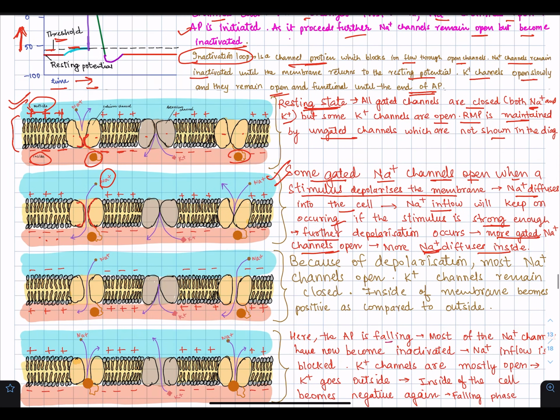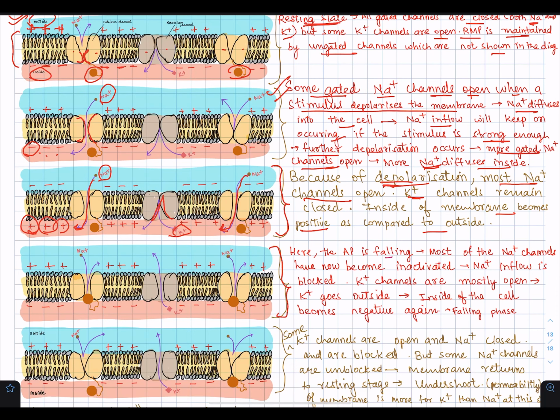Now, in this diagram, what is happening? Because of depolarization, most sodium channels open. See, sodium is going inside. So, most of the channels are open. And the potassium channels are still closed. Inside of the membrane becomes positive as compared to outside. See, this is changed. Here it was negative, the inside of the membrane. Here it has become positive. So this is depolarization.